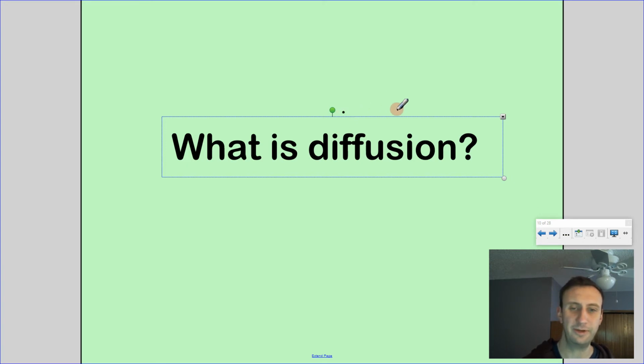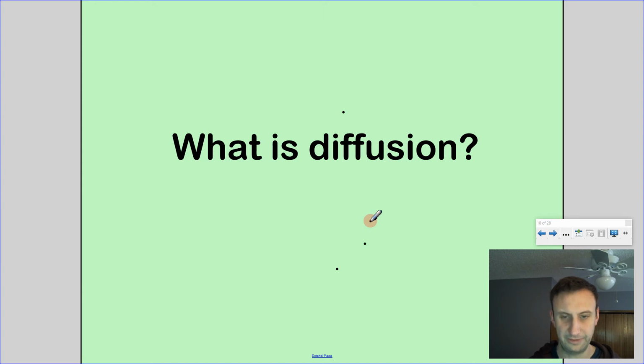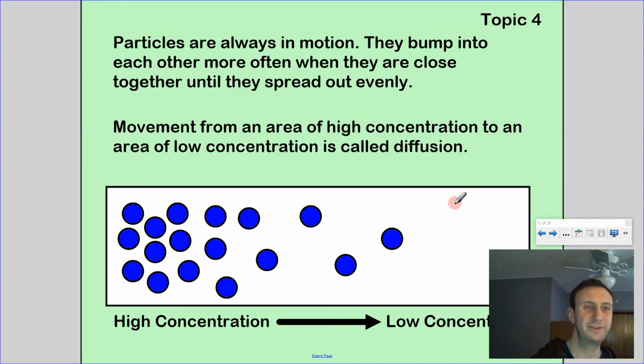So we're going to talk about diffusion, and then we're going to get into actually a little mini lab thing around this as well that hopefully will work out well and you guys will participate in. Sorry, just bear with me as I try to get my mouse to work. We're going to skip this.